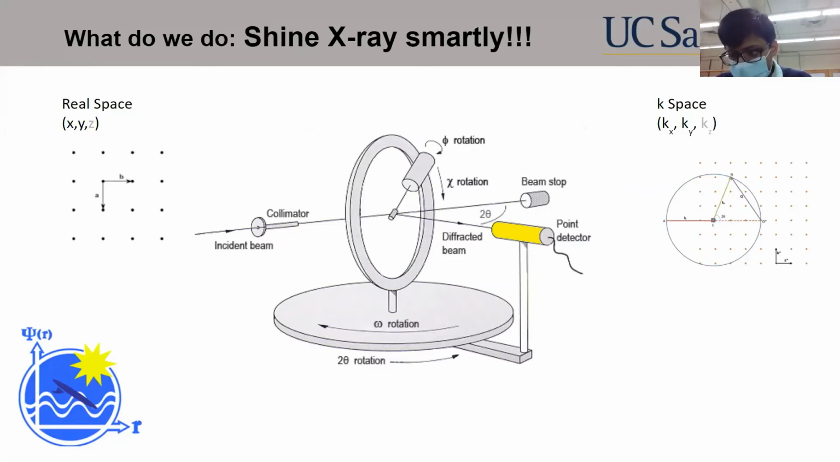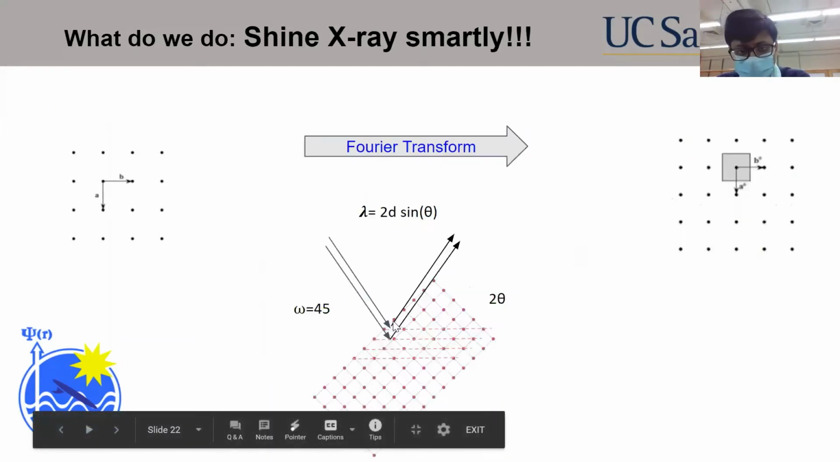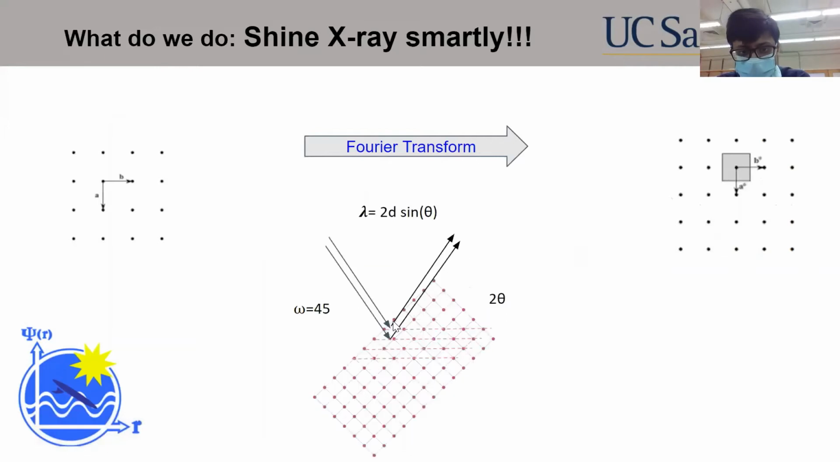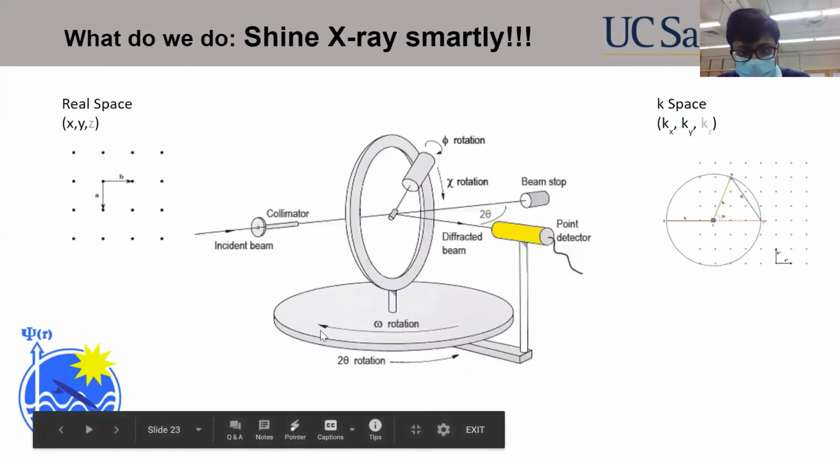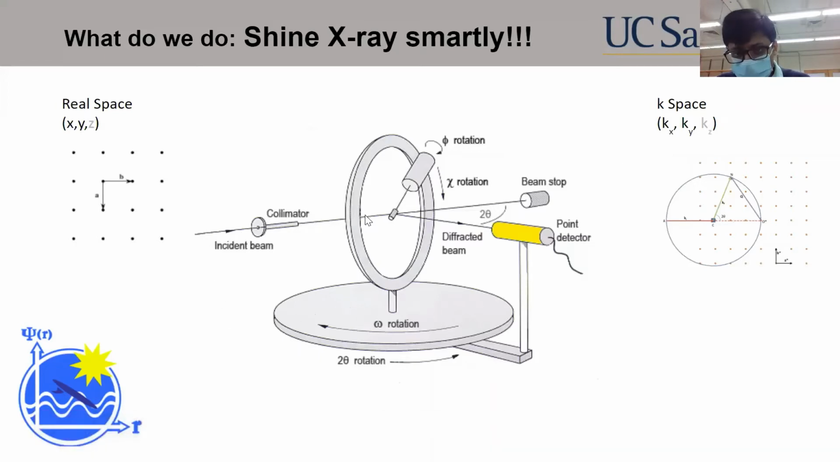How do we do it using an instrument? We use a 4-circle diffractometer. What's a 4-circle diffractometer? It has 4 circles in it. Previously what we were doing is rotating the sample, right? So that is omega. This is the omega rotation, which rotates the sample. And there is the 2 theta rotation, which is the detector, which finds where the scattered light went. So how much 2 theta deflection happened.